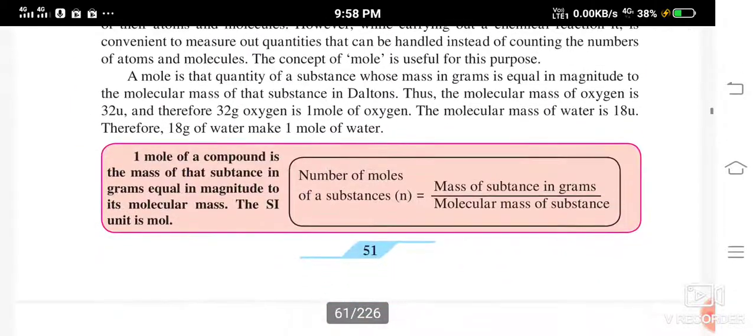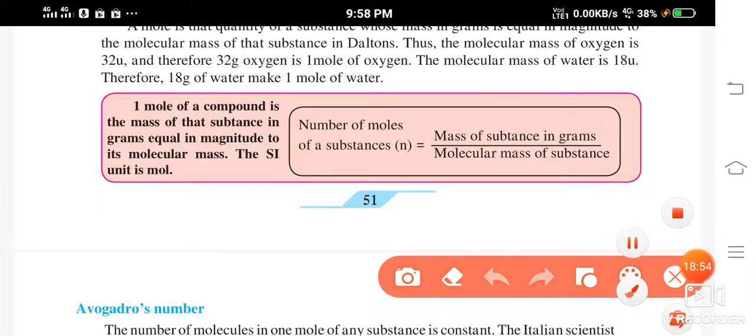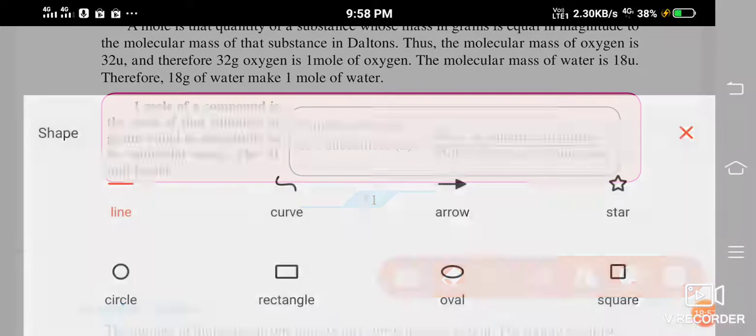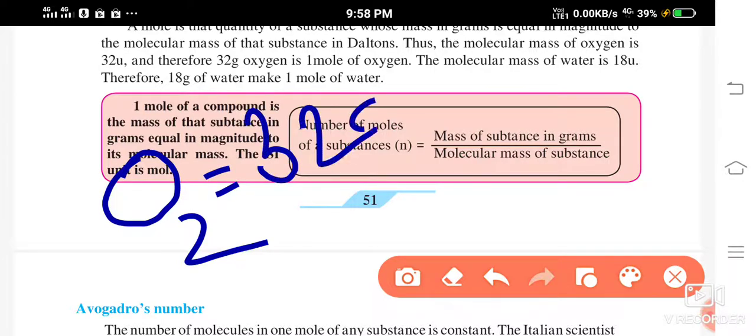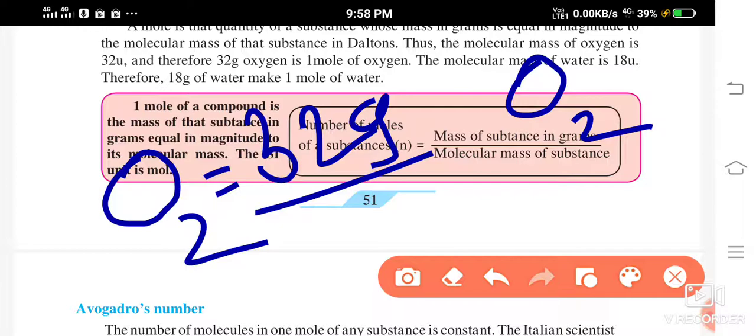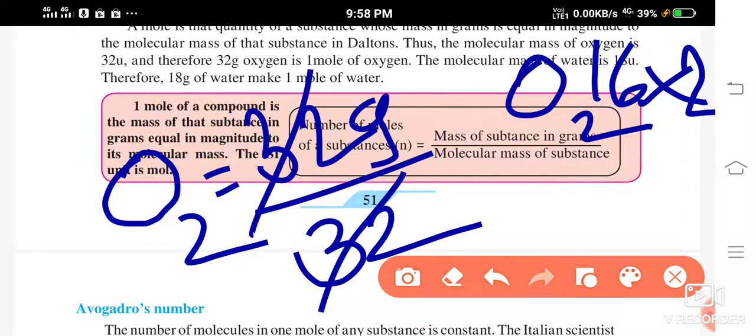If you want, once again let me tell you. Now here, if you take oxygen, the mass of the substance in grams is how much? 32 grams, right? And the molecular mass of oxygen is how much? 16 into 2, that is equal to 32. So 32 and 32 will get cancelled. You will get 1 mole, right?